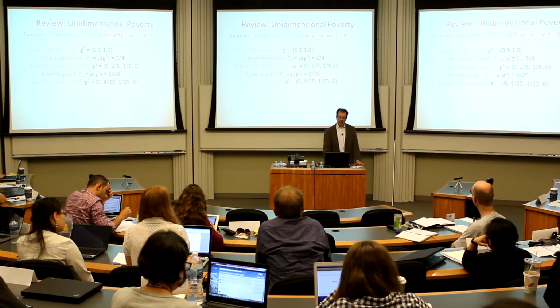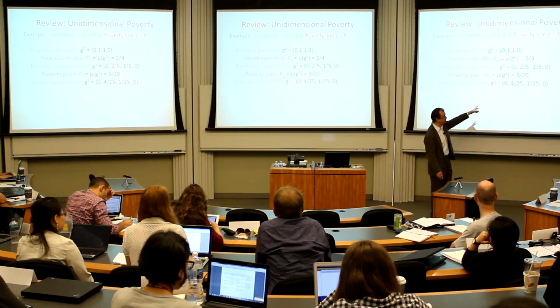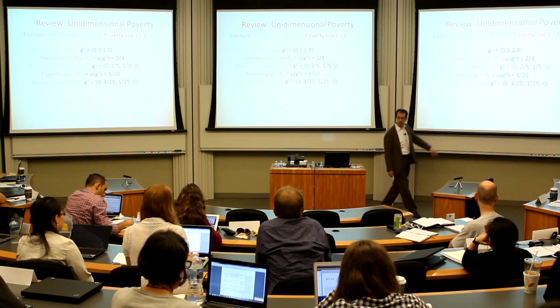And then finally, if you square that, why do you want to square it? Because look at the ratio here, 2 to 1 versus 4 to 1. You're really emphasizing the poorest of the poor in the second case more than the first one, okay? Take the mean of that, and that's this FGT squared gap measure.